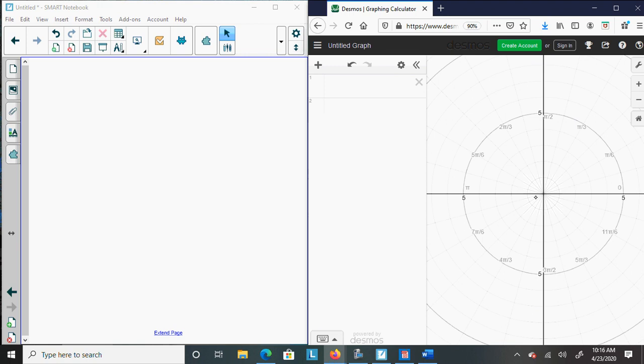And then we're going to go through 5 or 6 different types of graphs. We're going to make some that look like flowers, some that look like hearts, some that look like infinity signs, some spirals, using our polar graphing. So this is polar graphing.